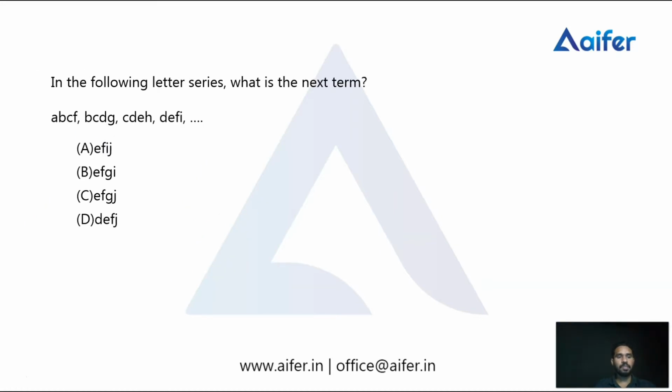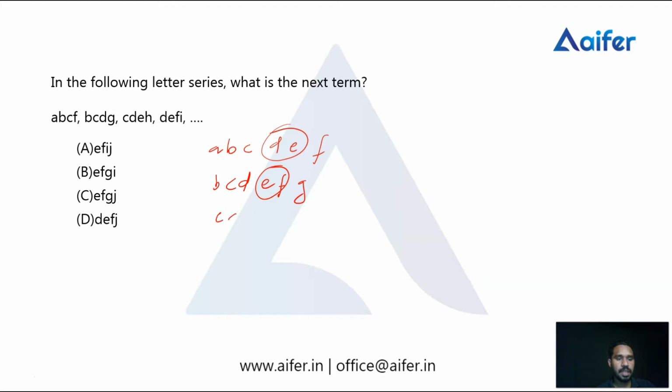Next question. In the following letter series, what is the next term? A, B, C, F, B, C, D, G, C, D, E, H, D, E, F, I. Okay, so try to find the relation in this question. A, B, C, D, E, F. This D, E is missing. And next B, C, D, E, F, G. This E, F is missing.